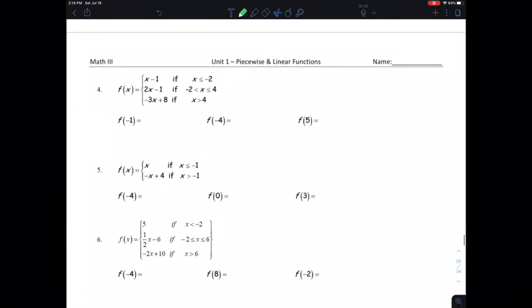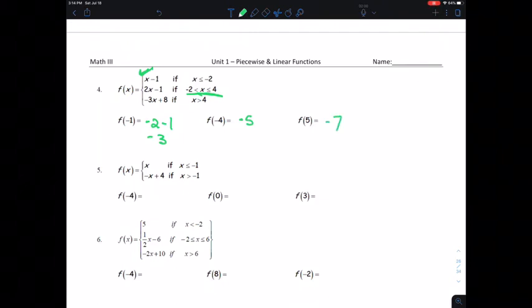And finishing this up, f of negative 1 falls between negative 2 and 4, so I would use the middle piece. So that is negative 2 minus 1, which is negative 3. F of negative 4 would fall into the top, so that would be negative 5. F of 5 falls into the bottom, that would be negative 15 plus 8, negative 7.